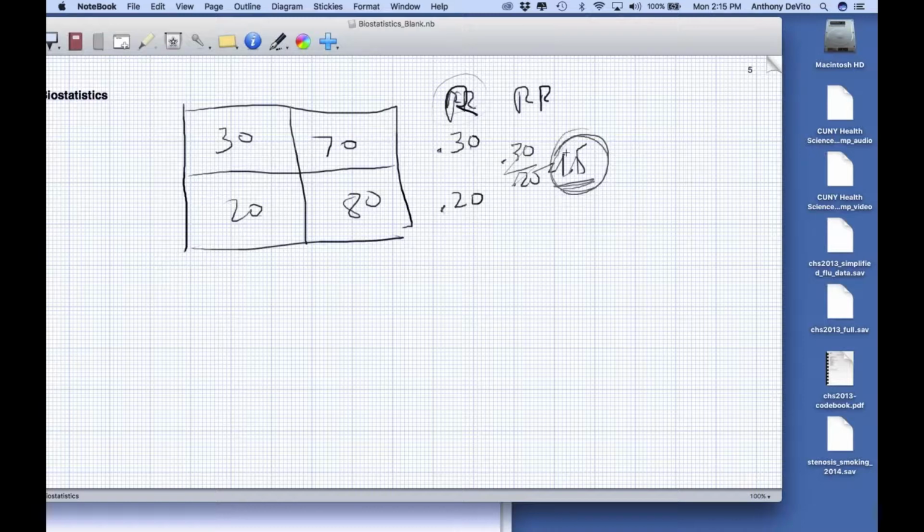So if there's no association between wearing a helmet and not wearing a helmet, what would you expect the relative risk to be? 1. You'd expect we get 30 out of both or 20 out of both, and we would expect the relative risk is equal to 1. So our null hypothesis is that the relative risk is equal to 1, and our alternative hypothesis is that the relative risk does not equal 1. So how do we demonstrate whether it does or not, right? We want to prove that it's not equal to 1.